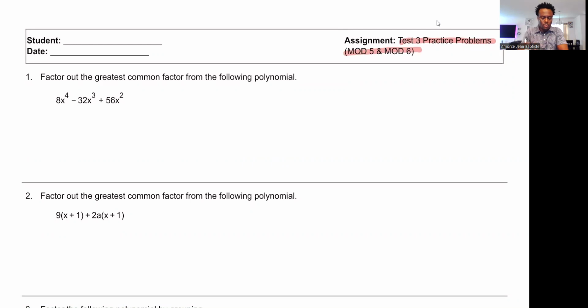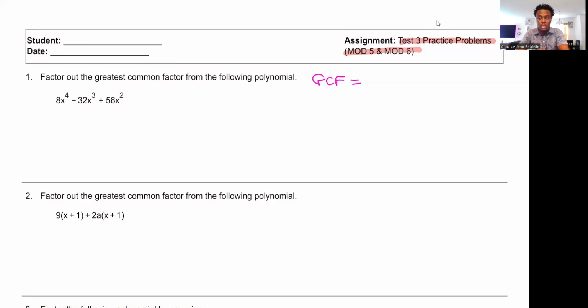We're gonna start this practice review with the first problem where they ask me to factor out the greatest common factor from the following polynomial. So first we want to find the greatest common factor, GCF, which is the largest factor that all the terms of this expression share. So we're going to start with the coefficient of this GCF.